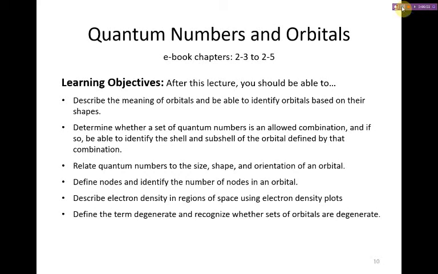Hi everyone, welcome back. Today we're going to finish off the content from our section on quantum numbers and orbitals. We're going to be looking specifically at orbitals themselves and focusing on these last few learning objectives. So pause the video, read over them, and then we'll move on.